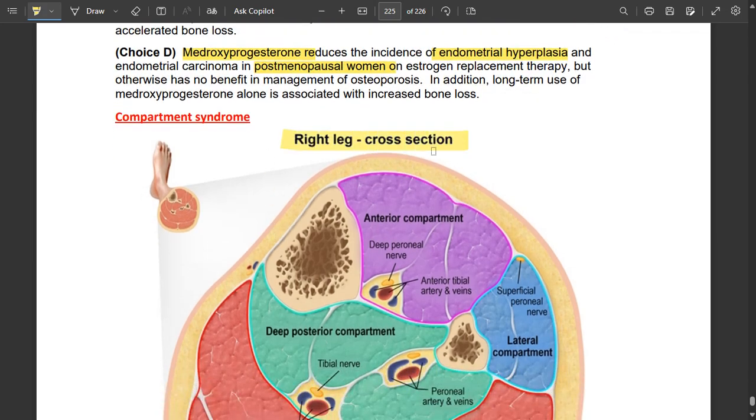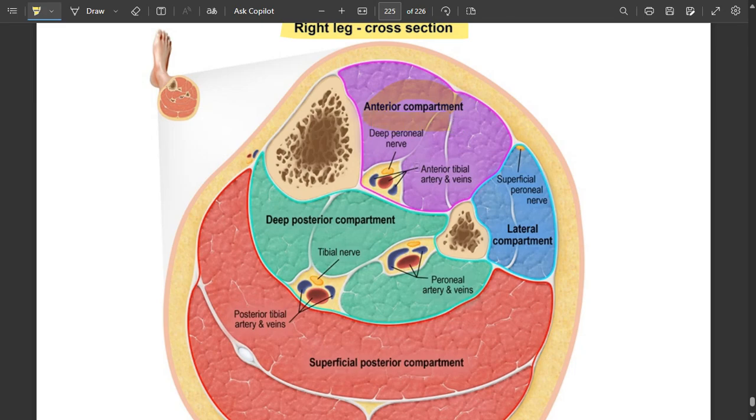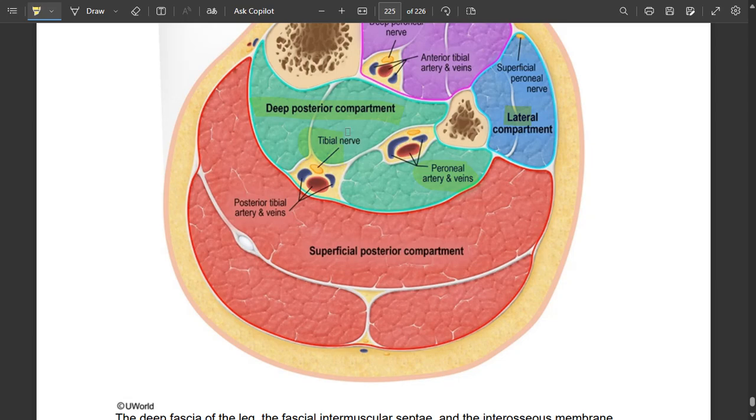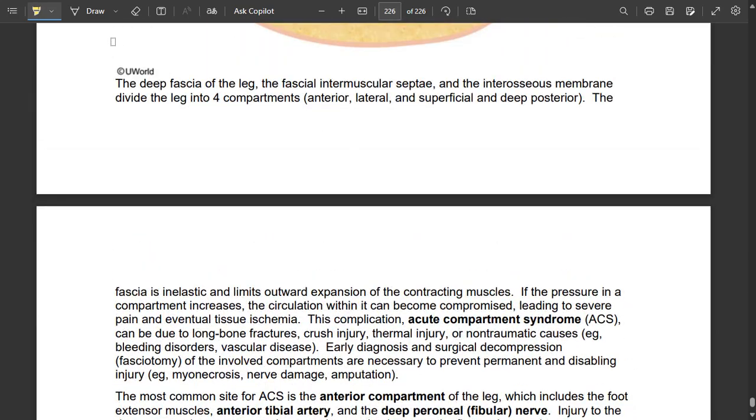Compartment syndrome. This is a cross section of the right leg. There is the anterior compartment, the deep posterior compartment, and the lateral compartment. So anterior, lateral, and deep posterior compartments. The deep posterior compartment has the tibial nerve, the peroneal artery and veins, and the posterior tibial artery, and there is also a superficial posterior compartment.